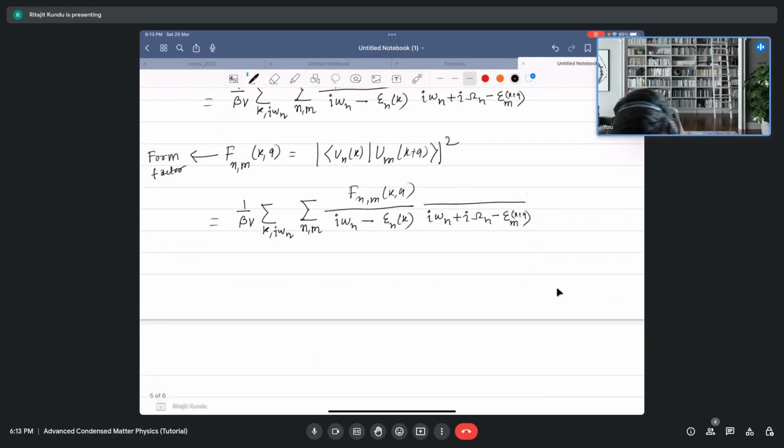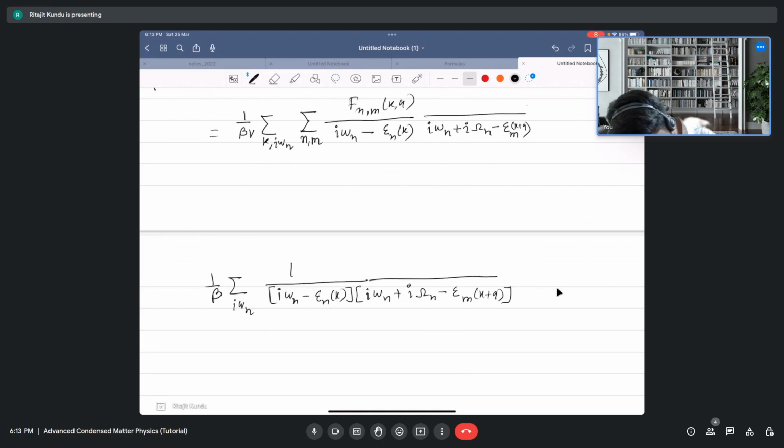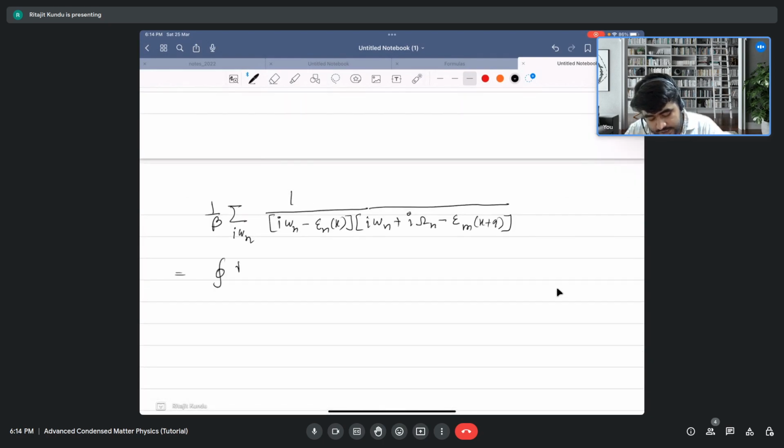Now let's focus on this Matsubara summation. Let's write the Matsubara summation only, and then we will bring everything back together. The Matsubara summation is just 1 over beta, with a summation over i omega_n of 1 over (i omega_n minus epsilon_nk) times 1 over (i omega_n plus i Omega_n minus epsilon_m,k+q). The first step is to convert this whole thing into a contour integration. For this simple integration it is very easy to do, since there are no branch cuts, only simple poles. So I'll just write all of this i omega_n.